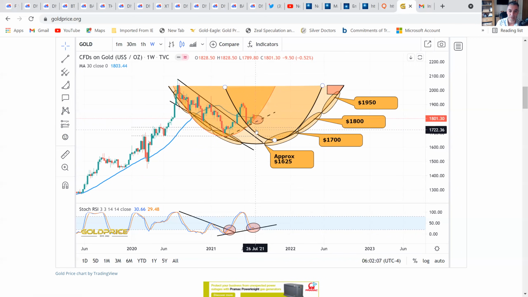So that 1775 to 1795 area is crucial now, and any move below those levels will bring this other arc into play, possibly, and certainly this larger arc here, depending on when we reach the eventual low. That would bring targets into play that could be anywhere as low as 1625, perhaps more likely up at around 1650.